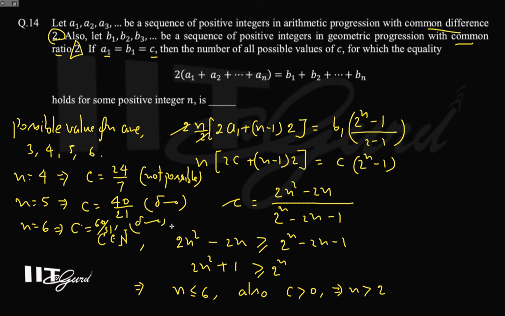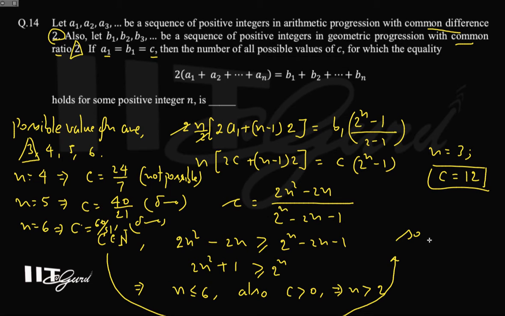So what do we conclude over here? There exists only one value of C, the one left with 3, which we haven't tested here. So let me test n equal to 3. Substituting 3 here, 2 times 9 minus 6, that is 12. So C is 12, which is a natural number.